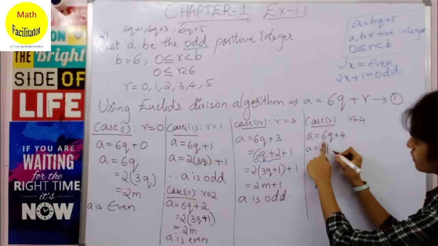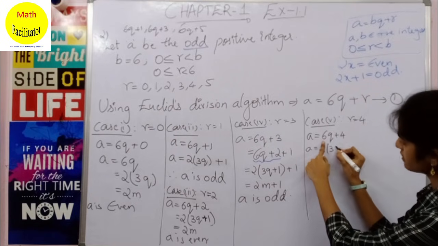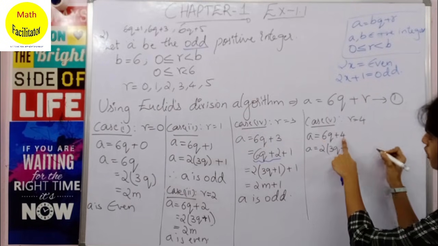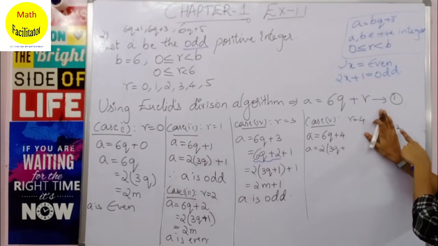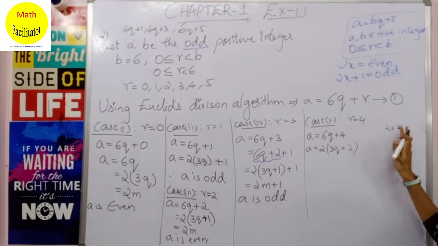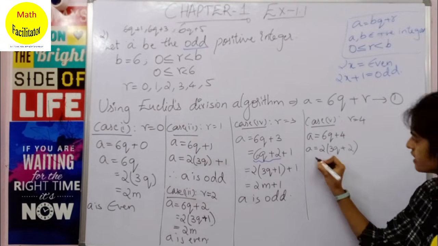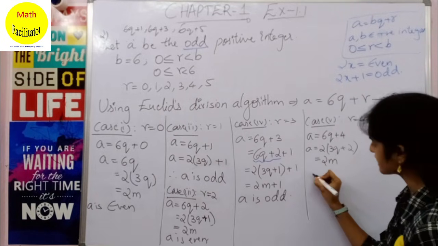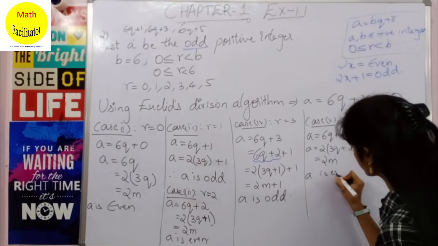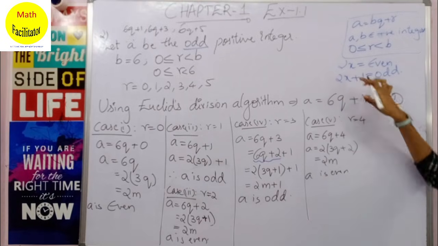Okay, so out of this 6q, if you take 2 common, you are left with 3q. And 4 is nothing but 2 into 2. So if you take 2 common, you are left with another 2. So that you will write it here. Okay, so it is of the form 2 into something. This is nothing but even. Okay, 2 into something is nothing but even. It is of this form.